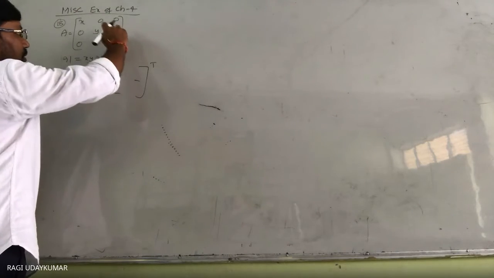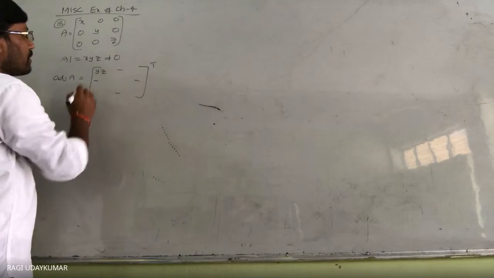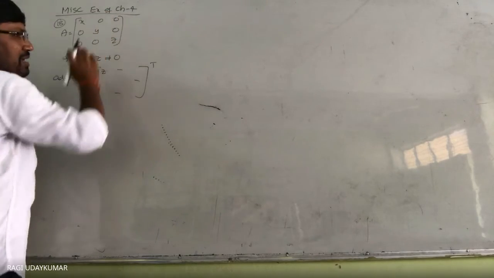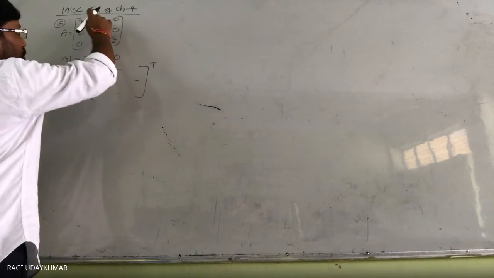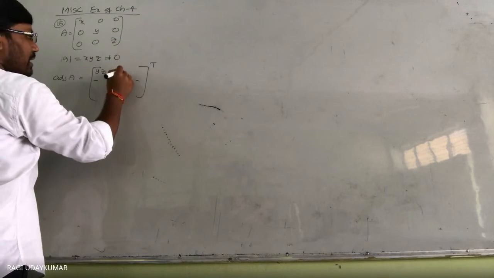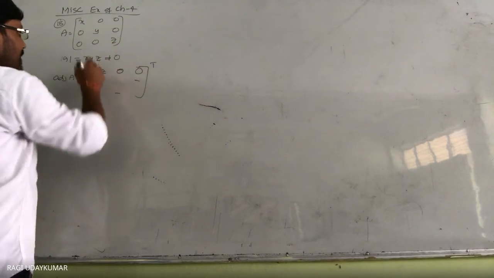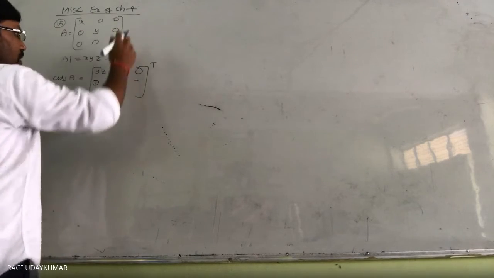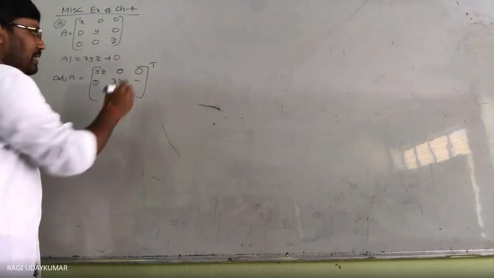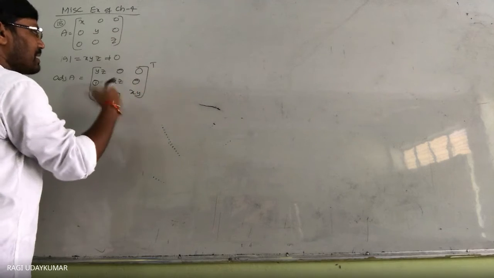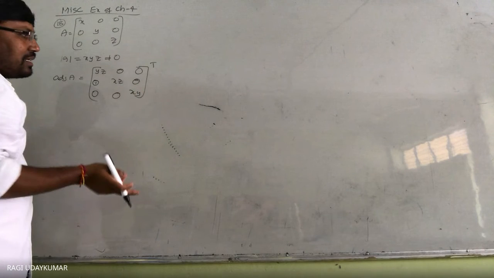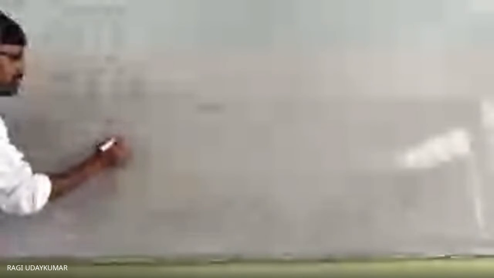Whenever you see that, the cofactors of all the remaining elements we are going to get as 0 only, because the other elements are 0. Here 0 will come, here also 0 will come, here also 0 will come, but here we are going to get yz. Here also 0, and here we are going to get xz, and here x y. Then take its transpose: yz 0 0, 0 xz 0, 0 0 xy.